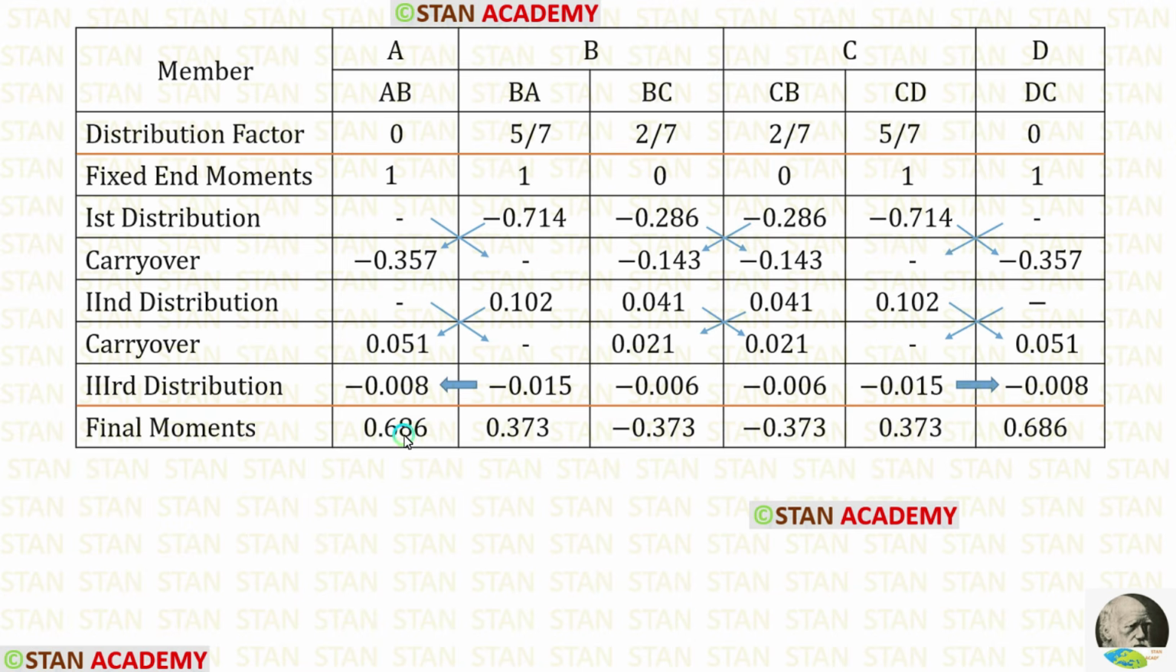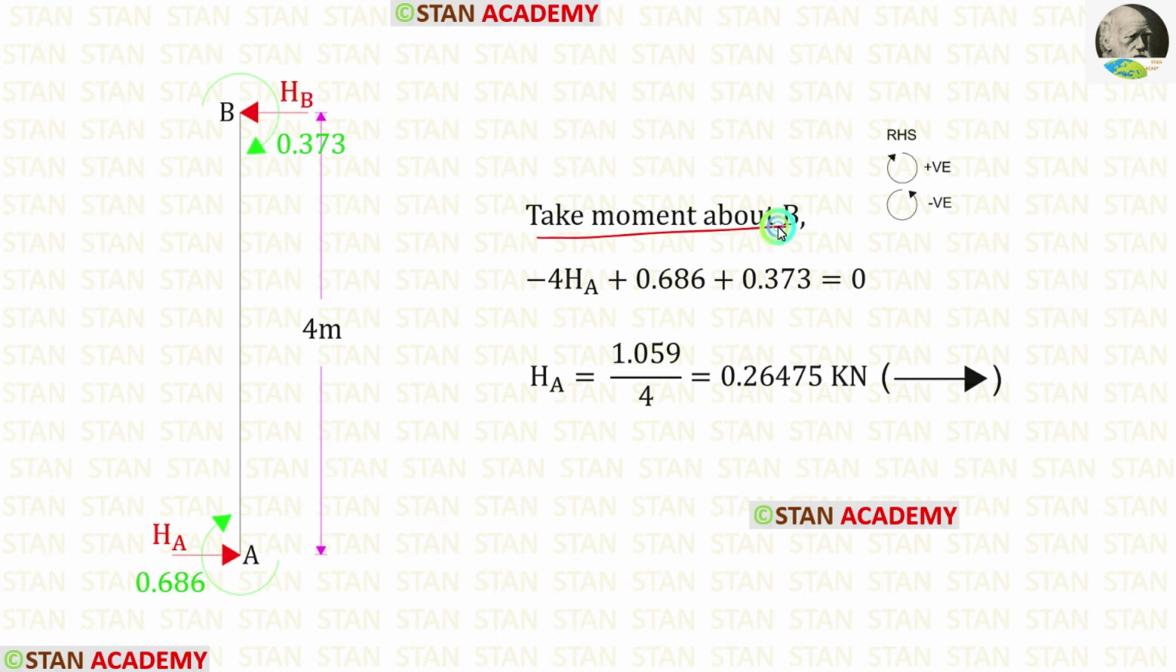Now let us take the moments in AB and BA and find the horizontal reaction in the point A. For both of the moments, we have got positive values. That means both of them are acting in the clockwise direction. By taking moment about B, we can find HA. For HA, we have got a positive value. That means HA is acting towards the right side.